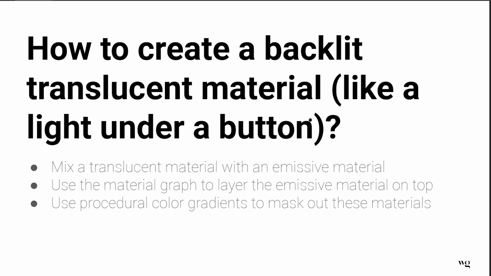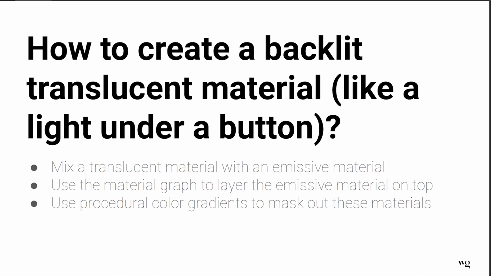So I started off with a translucent material to get that nice kind of soft plastic silicone look. But then I put an emissive material as a label on top of it instead of underneath it. So rather than putting a physical light behind the button, I actually found that my favorite results came from putting an emissive label on top of a translucent. And we'll layer these up in the material graph and then use color gradients to mask them out. So let's actually take a look at what that looks like.